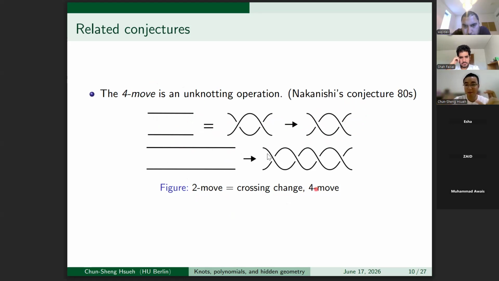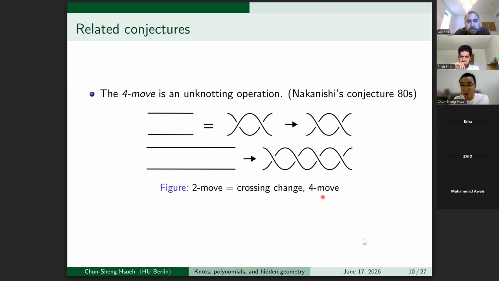A very similar move would be a four move. Instead of just adding one full twist, you now add two full twists, or four crossings in a row. So this is called a four move. Similarly, you can define a six move, eight move, whatever you like. And it's known that for six move or higher, they are not unknotting operations. So you can have a knot, and no matter how many times you do six moves, you will never be able to reach the unknot. So it's not an unknotting operation.